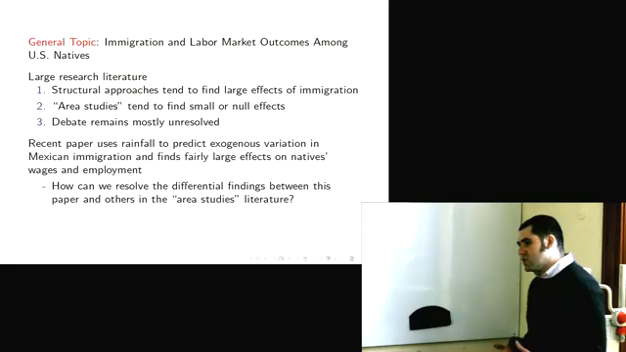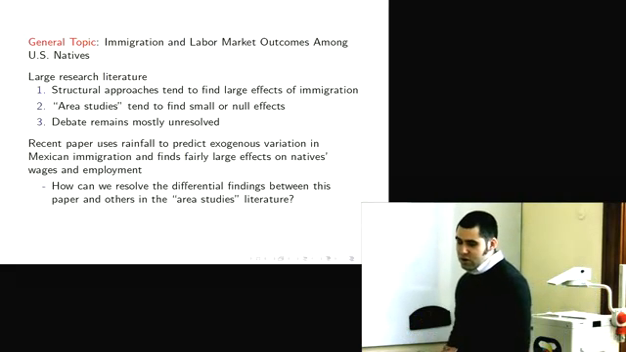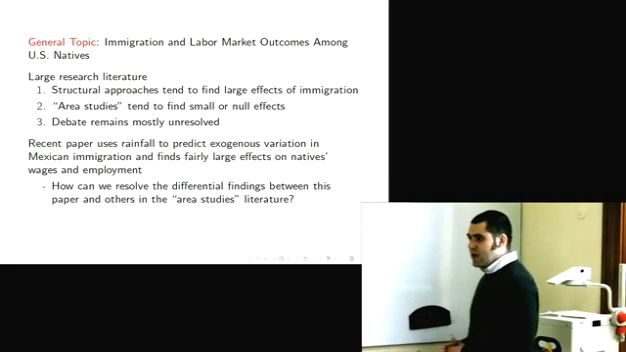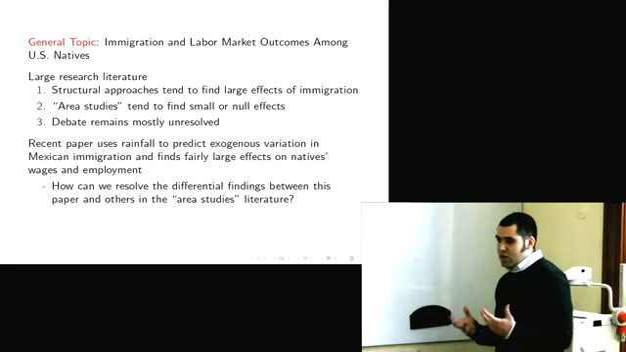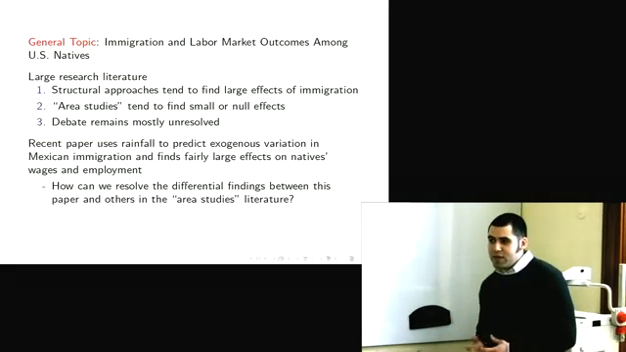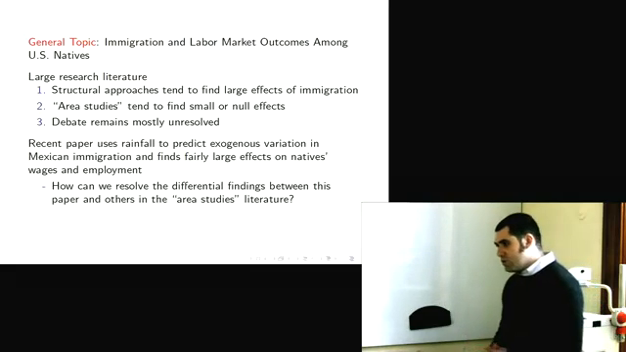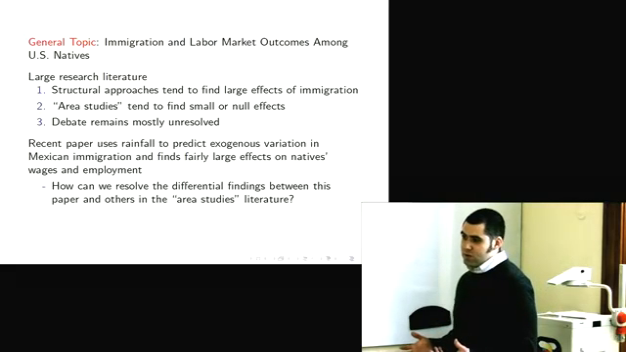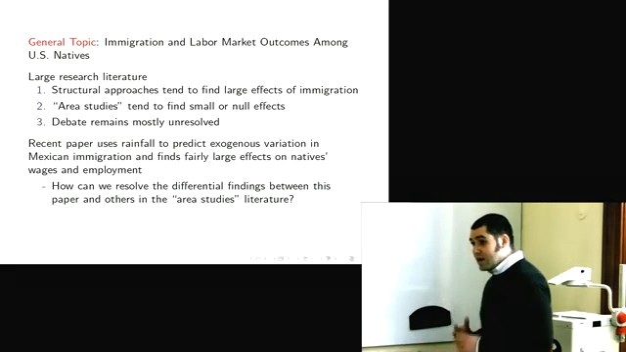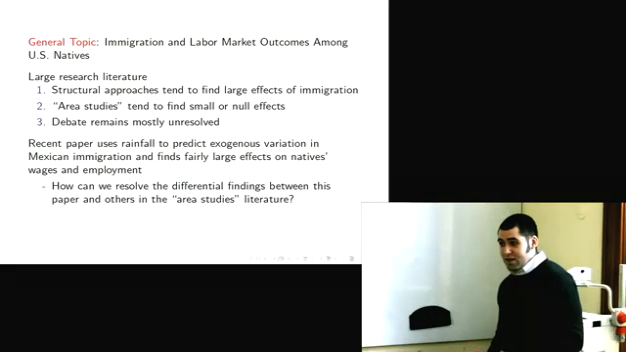And a second approach that's mostly identified with David Card over here in the economics department. This is an approach where you study geographic regions in the United States, and you simply ask what happens to natives' wages when a city receives more immigrants. And so this debate, I think, still remains mostly unresolved. We are not going to resolve this particular debate for you today. In fact, we're not going to go anywhere near this particular debate.